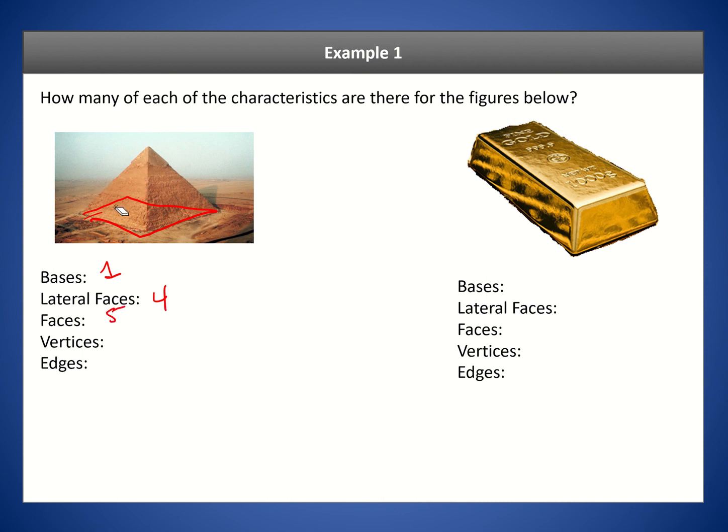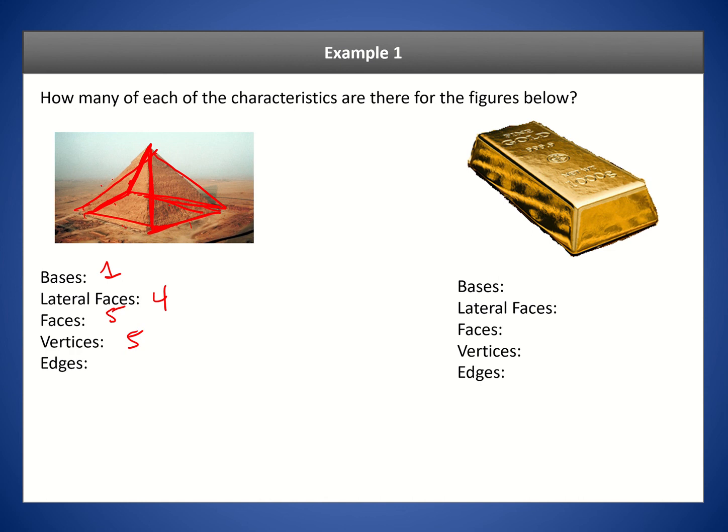Now the vertices are just the corner points: 1, 2, 3, and then there's one in the back, and then here, which is a total of 5 vertices. And the edges, the boundaries between faces. So this is one edge, that's another edge, that's another edge. So 1, 2, 3, 4, 5. And then remember, we extend this out. There's 6, there's 7 here, there's 8 here for the back part of the triangle. So 1, 2, 3, 4, 5, 6, 7, 8.